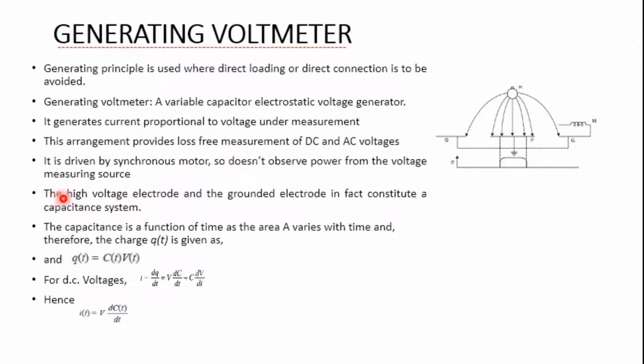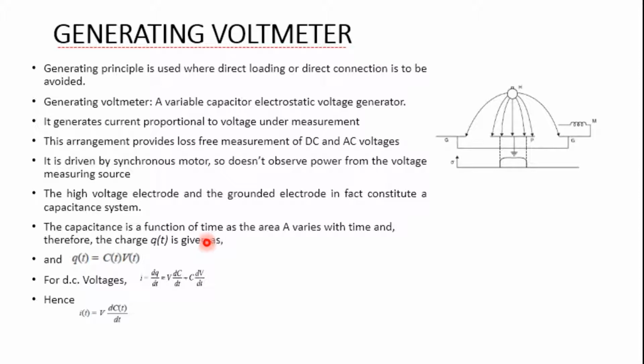There are two electrodes, the high voltage electrode and the ground electrode. In fact, they constitute a capacitance, with one subjected to the high side and the other to the low side. So a capacitance exists between the two electrodes. Coming to the principle of operation, the charge stored in a capacitor of capacitance C is given by Q is equal to CV. That's a simple concept. We know C is equal to Q by V.